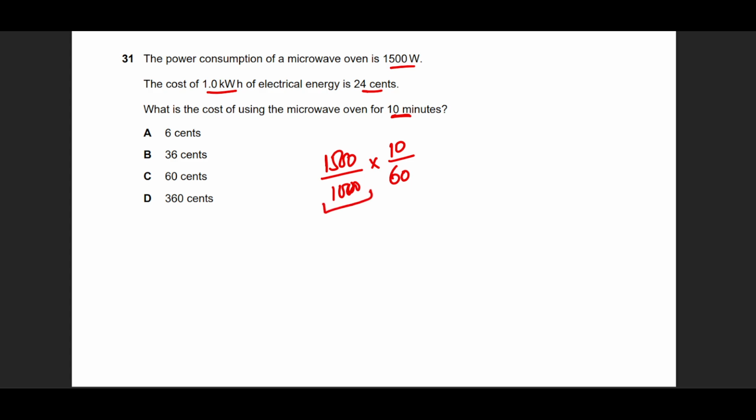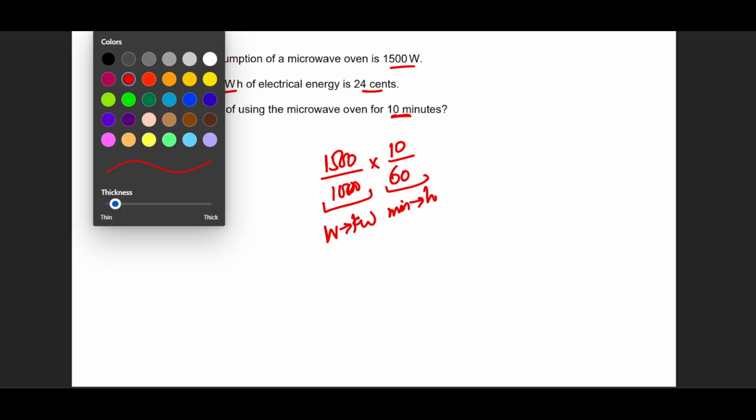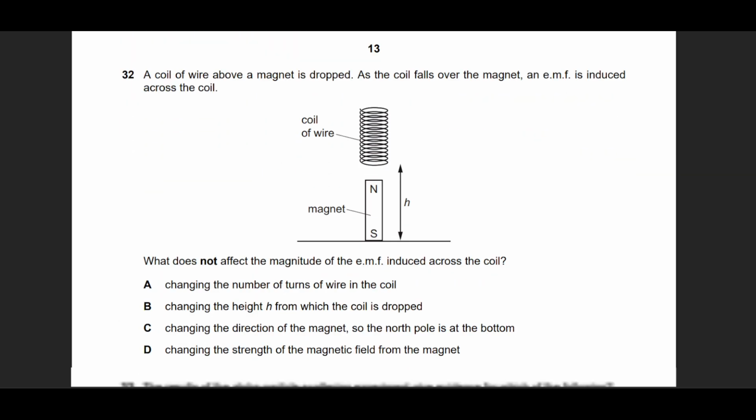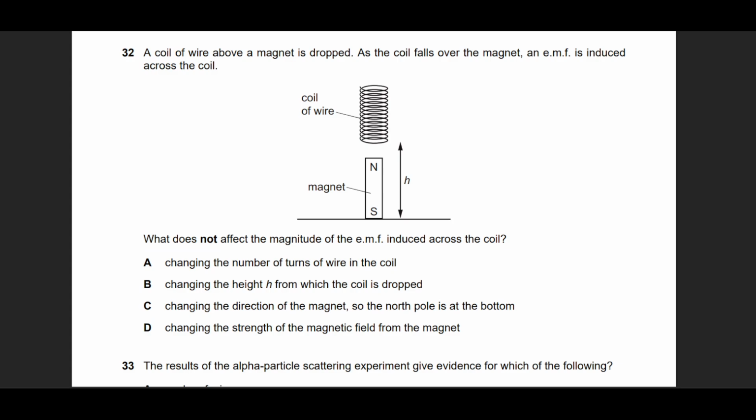In this part, we're converting watts into kilowatts. In this part, we're converting any time into hours. It could have been days, it could have been weeks. We will convert this into simple hours. Multiply this with the cost of 1 kilowatt of energy, which is 24 cents per kilowatt hour. So you're going to come out with 6 cents as your answer. This is option A. Question number 32, he says, which one of the options does not affect the induced EMF?